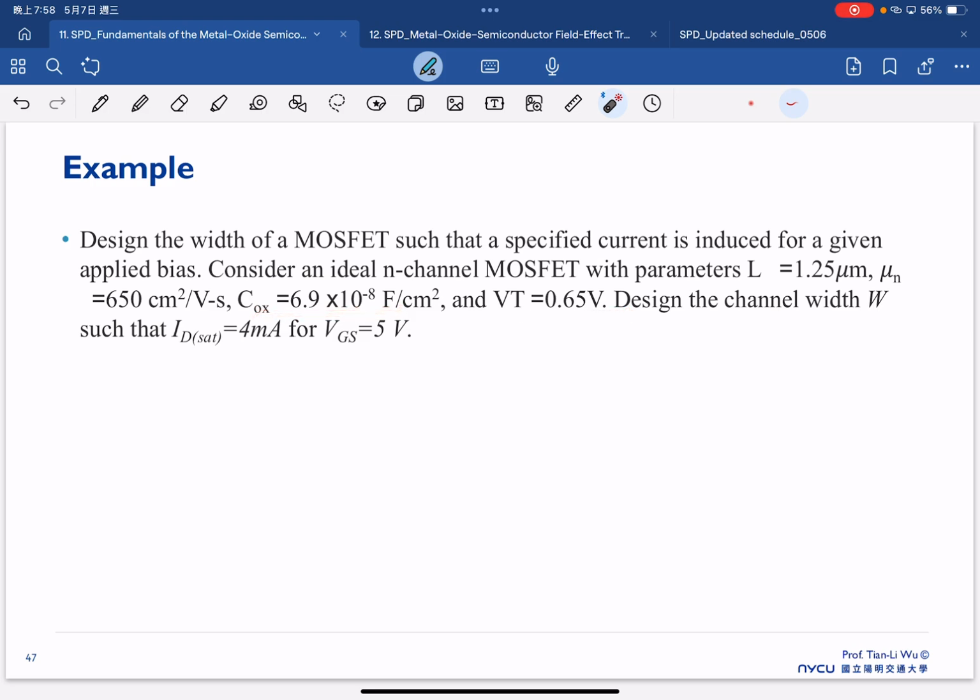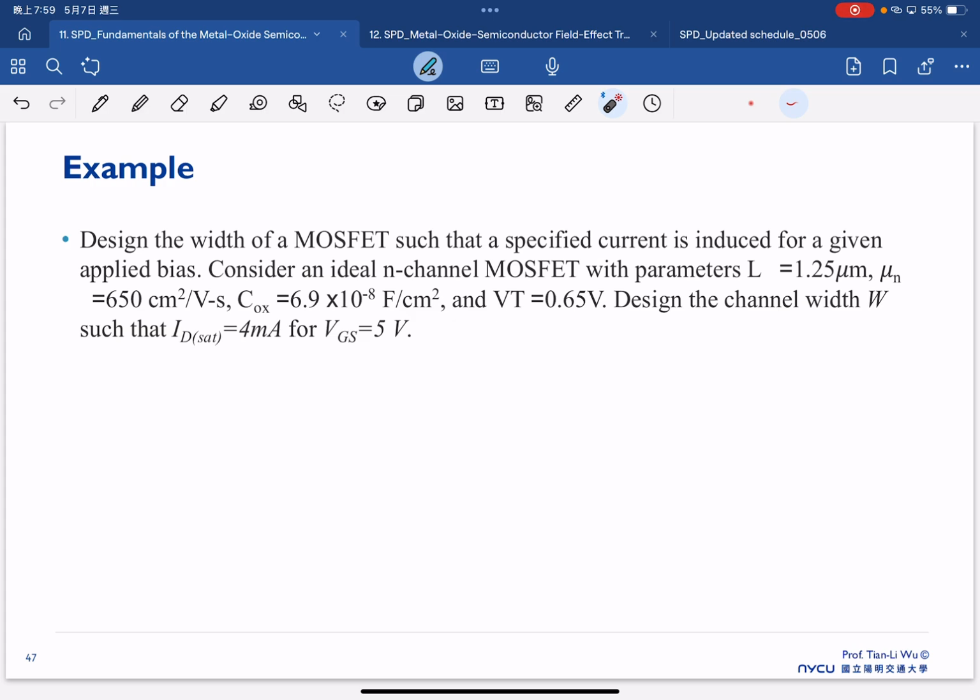So we want to design the channel width that can reach 4 milliamp for the saturation current at VGS of 5 volt. Although the example here is very simple, it's actually very useful, because why do we have to learn this equation? In the end, we want to use this equation to help us design our transistor.